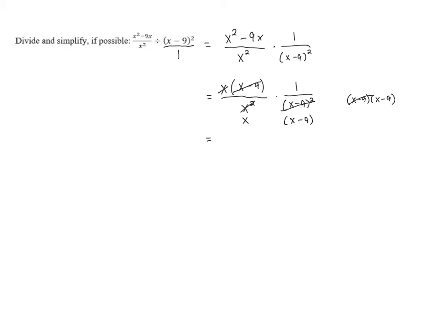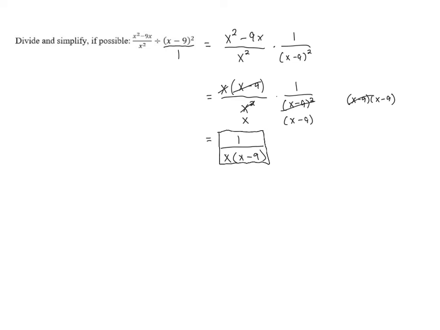So if we look at our problem, everything canceled in the top except for 1. And then in the bottom, we still have that x, and we still have that x minus 9. So we end up with 1 over x times x minus 9. This is a perfectly acceptable final answer. In fact, this is what my final answer would be if I was doing the problem.